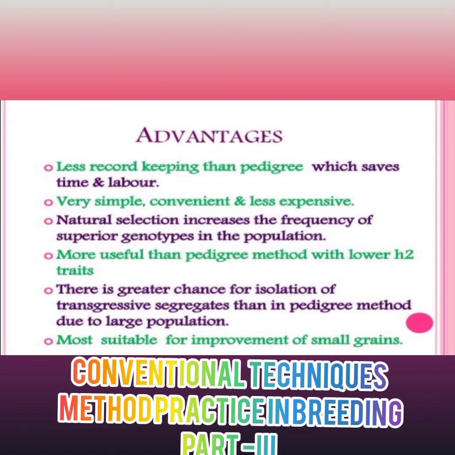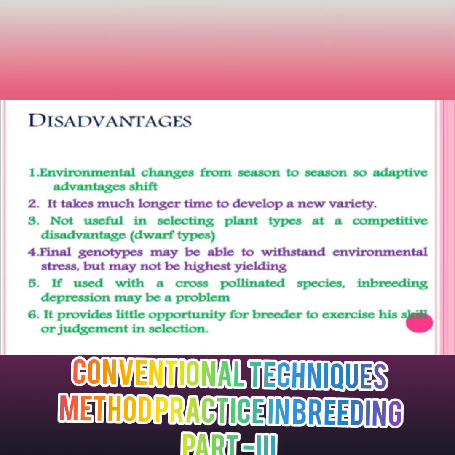Advantages: less record keeping than the pedigree method, which saves time and labor. Very simple, convenient and less expensive. Natural selection increases the frequency of superior genotypes in the population, and is more useful than the pedigree method for traits with low heritability. There is a greater chance of isolation of transgressive segregants than in the pedigree method due to the large population. It is most suitable for the improvement of small grains.